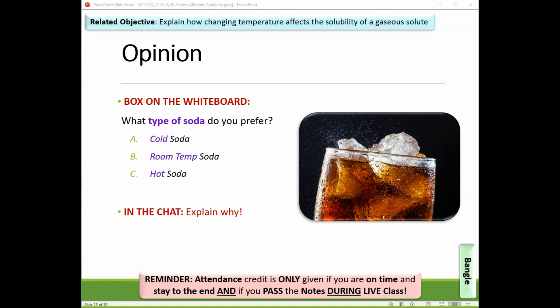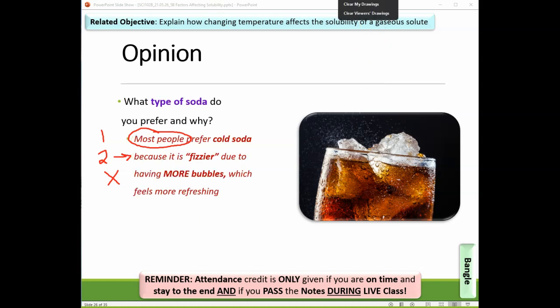All right. Well, I personally would definitely say that cold soda is better. And if I had to compare room temperature versus hot soda, I would still choose room temperature over hot soda. So I would definitely rank this as number 1, number 2, and let's never drink hot soda. But let's go ahead and talk a little bit about why that is. So think to yourself, why do you prefer cold soda? Pause until you have an answer.